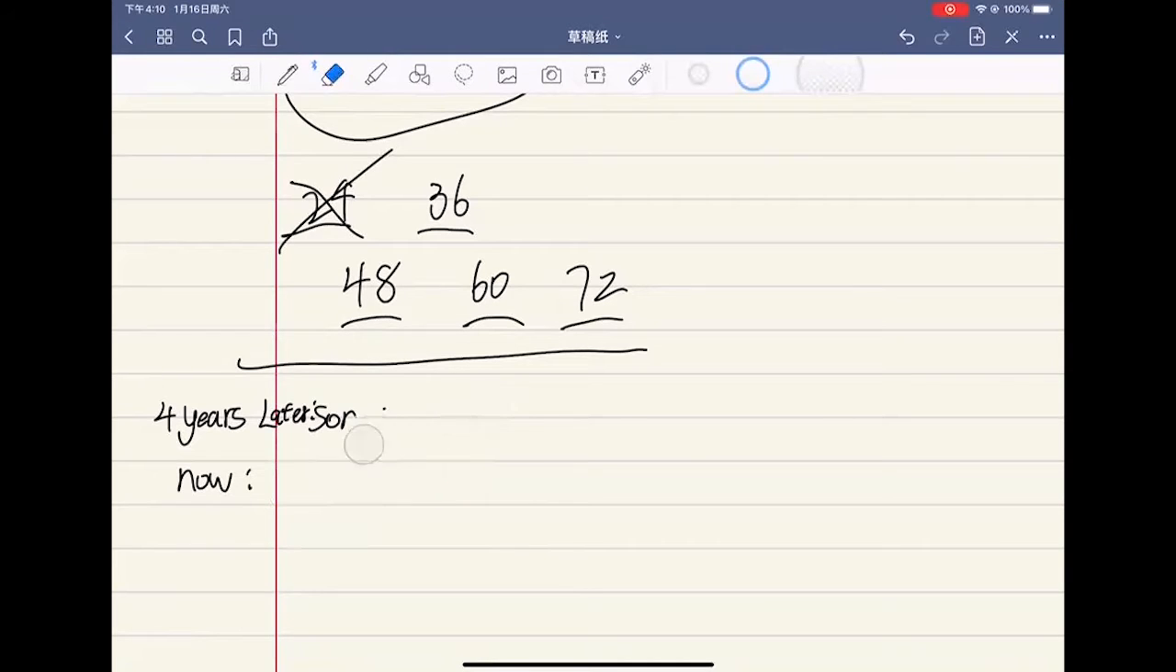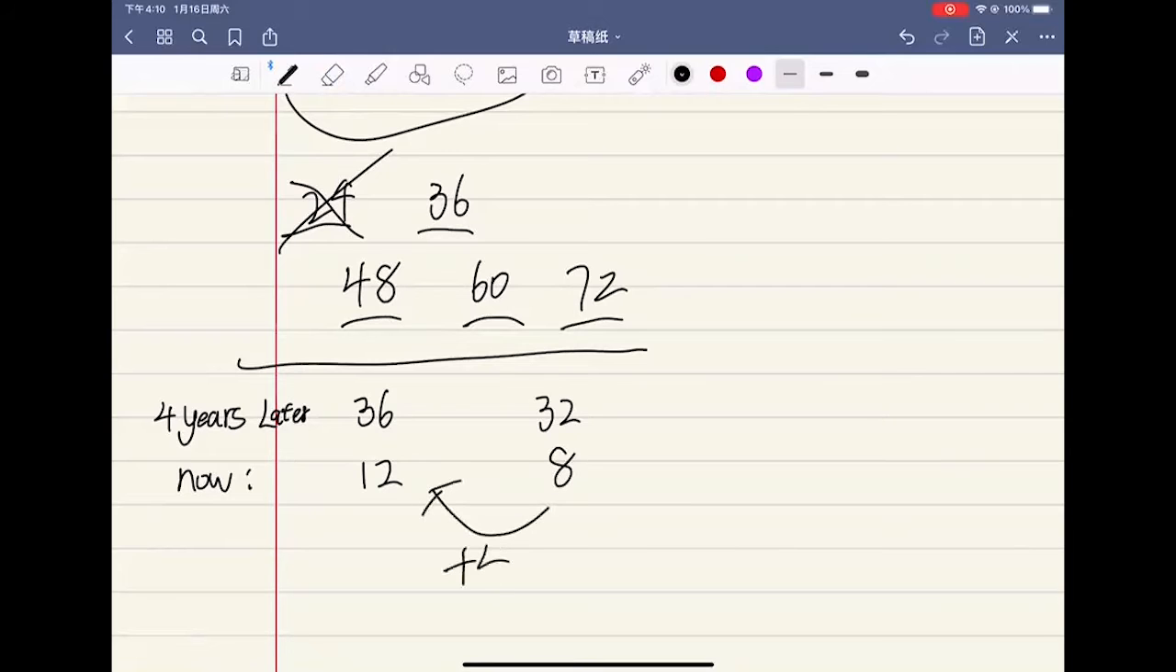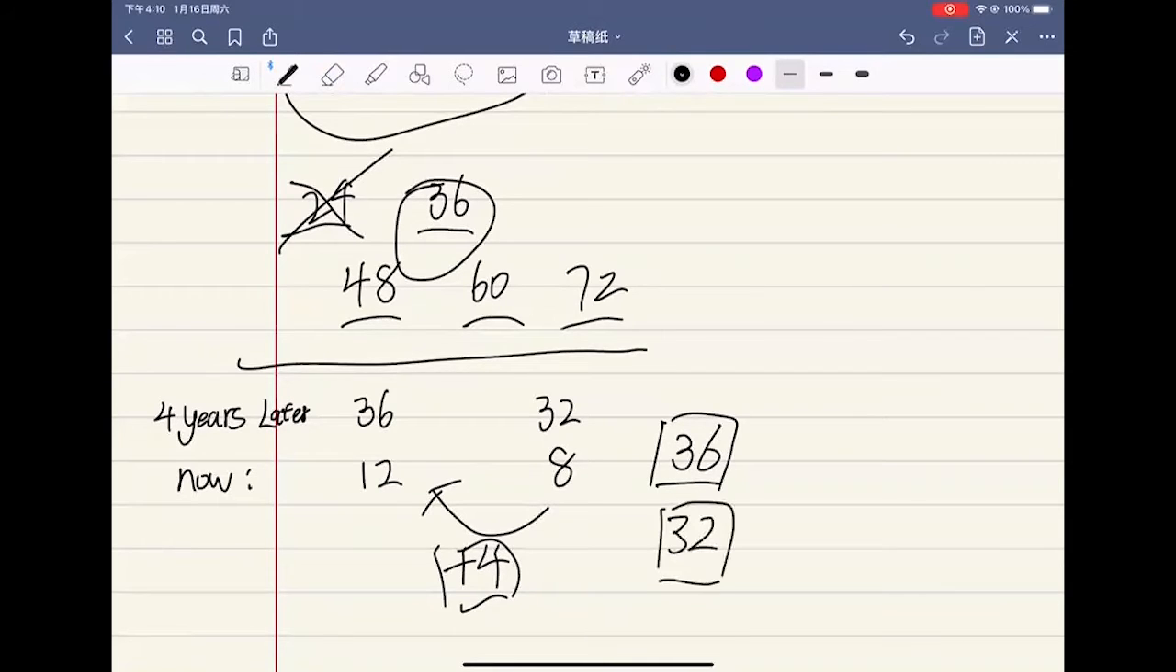Let's use the same process with the number 36. Four years ago, my mom's age would be 32, and my age now is 12. Four years ago my age would be 8, and 8 plus 4 equals 12. This number satisfies our condition. So 4 years later, my mom's age is 36, and for now my mom is 32 years old. Do you see the logic of the question?